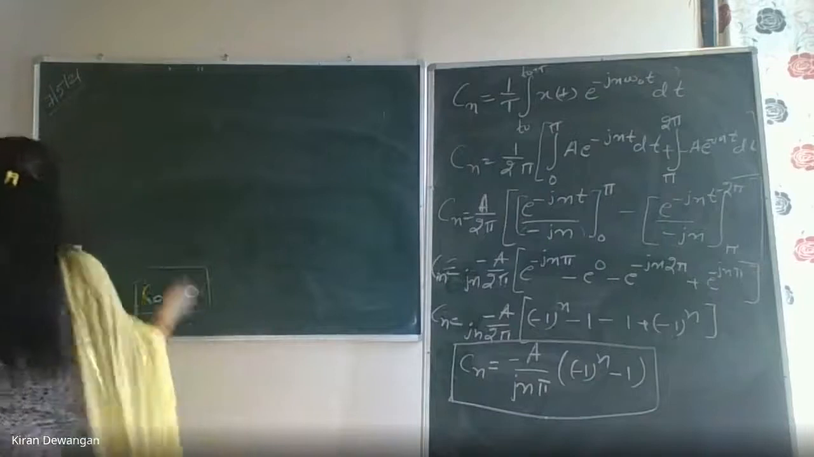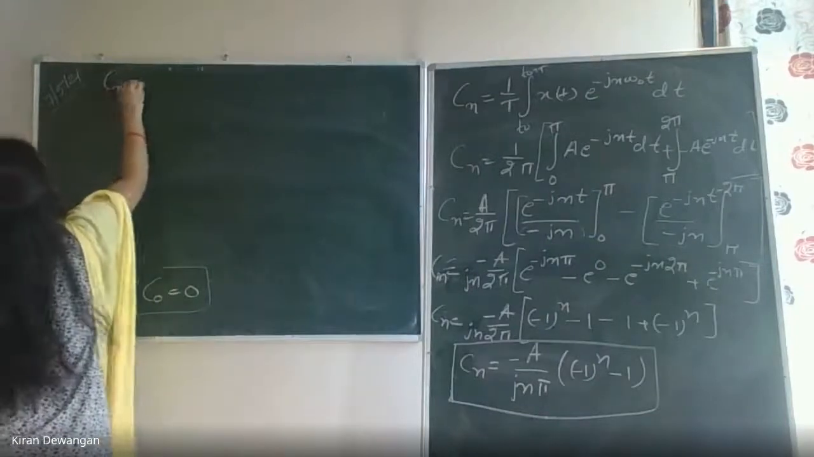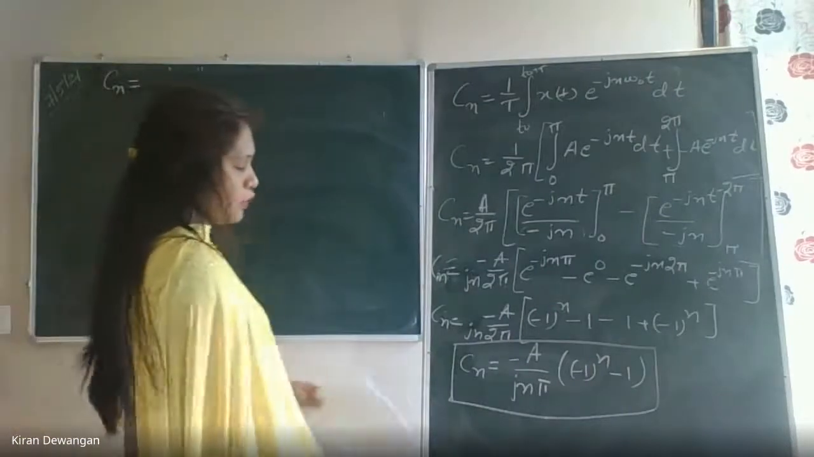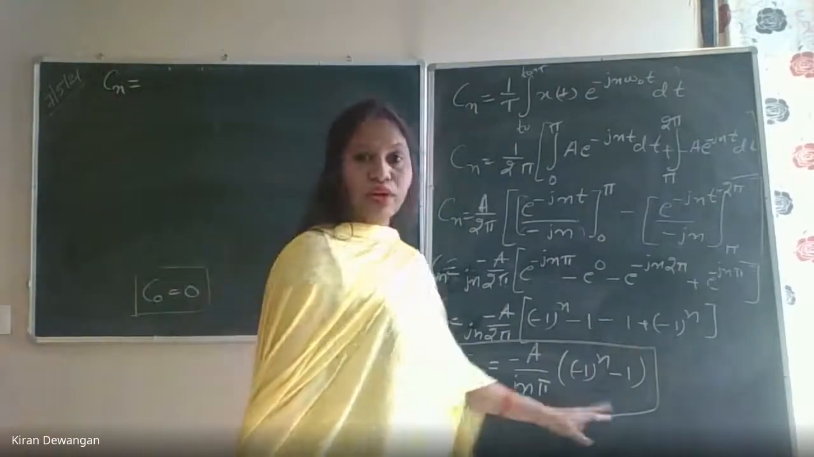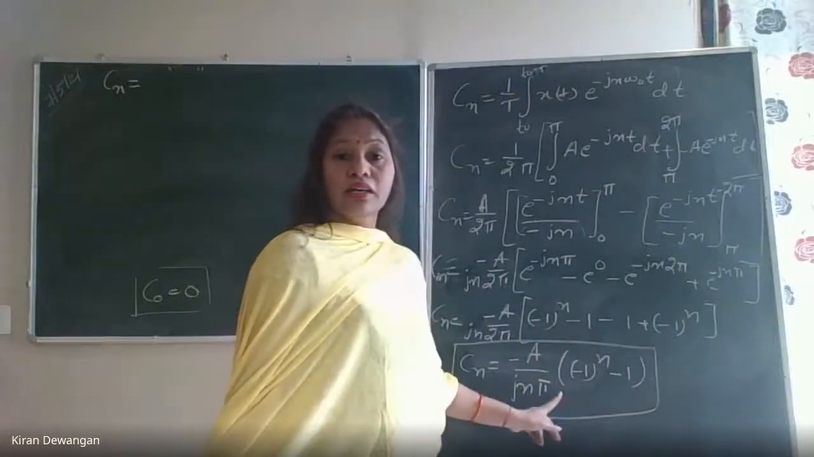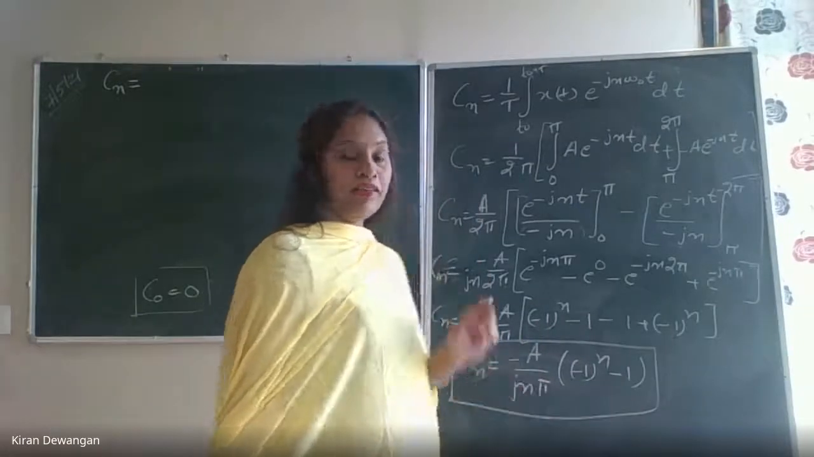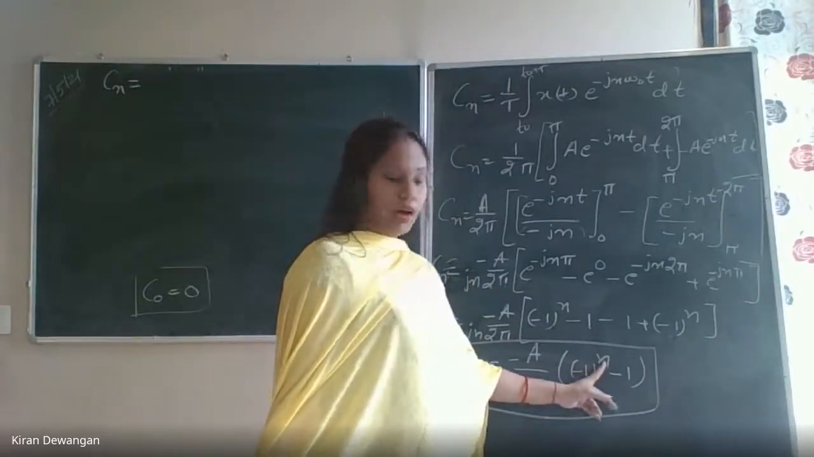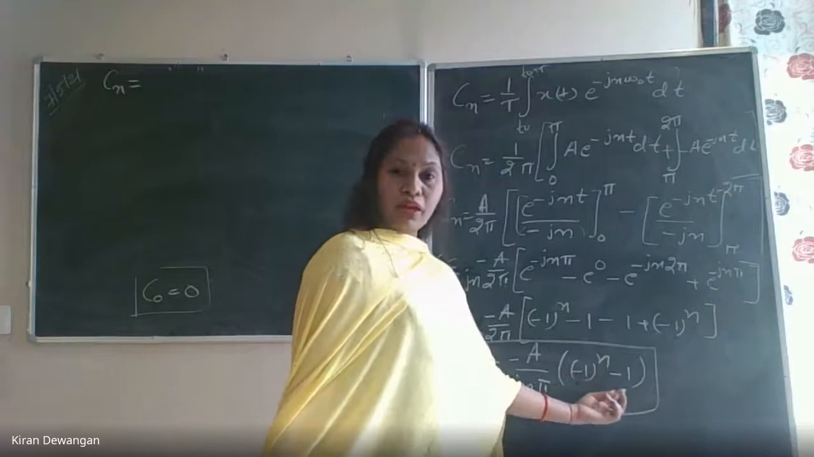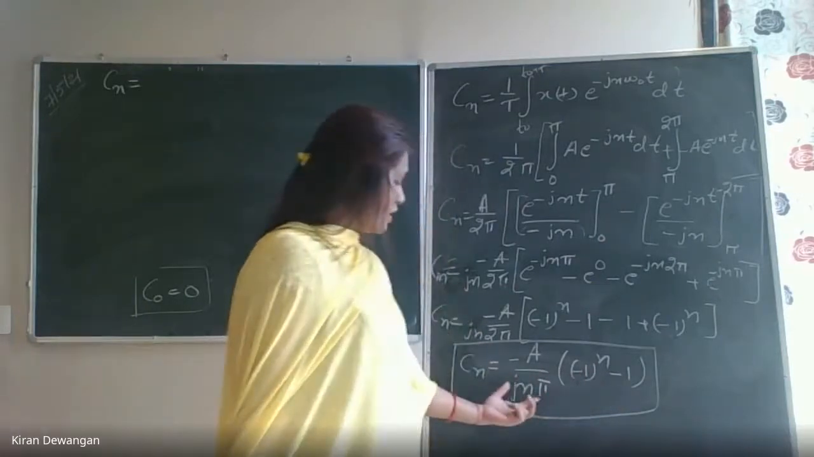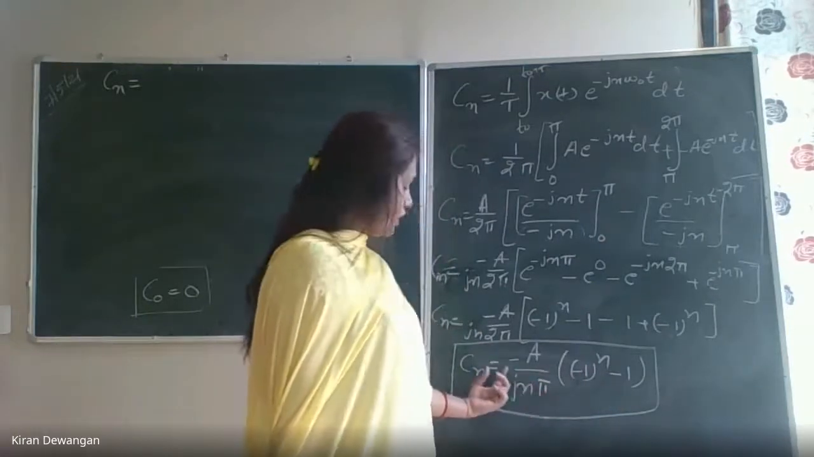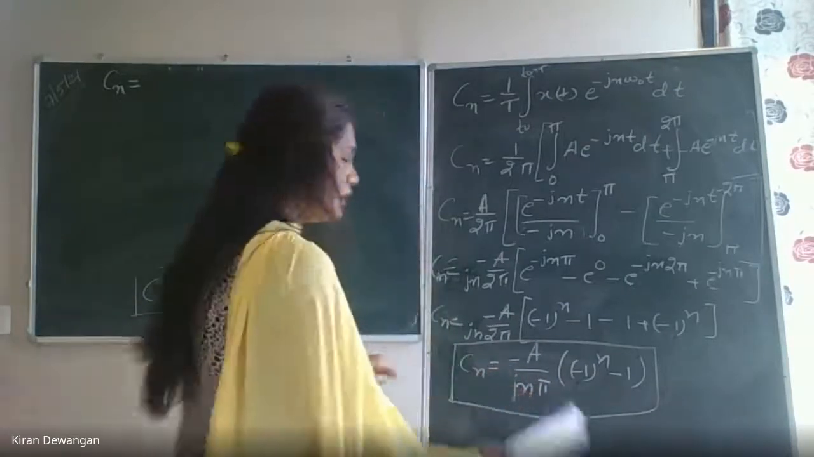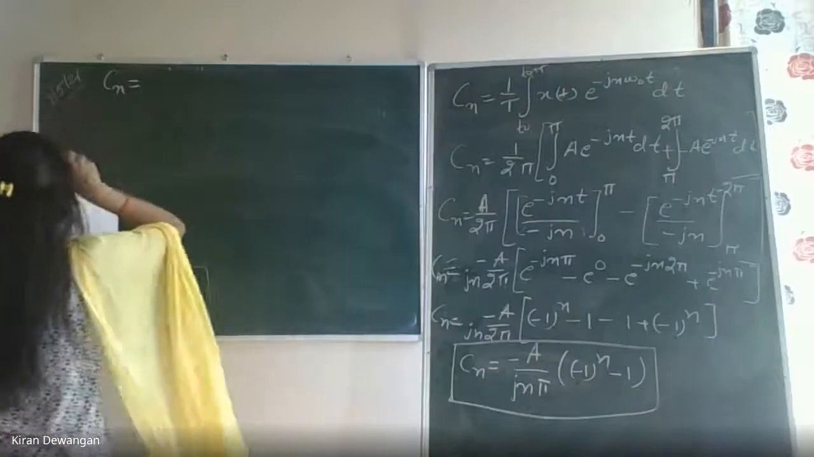The exponential Fourier series will have different values of Cn for different values of n, whether n is odd or n is even. Now if n is an odd value, then minus 1 to the power 1 will be minus 1, and this becomes minus 2. It will have a different value, the minus will get cancelled out, and this becomes 2a by j pi. Clear?